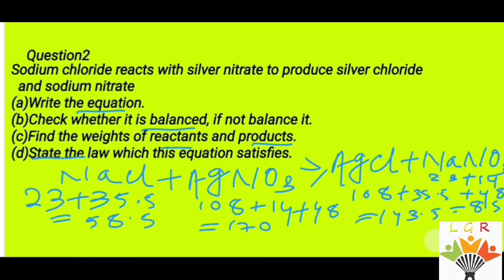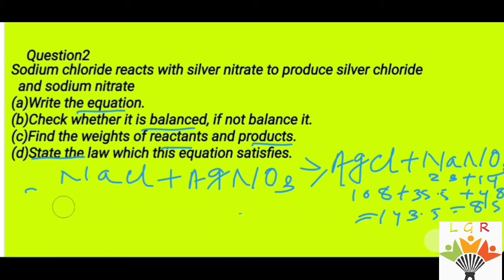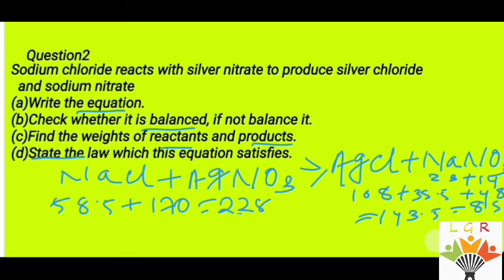the total weight of your LHS, that is, let me write it. Total weight of LHS is 58.5 plus 170. You will get the value 228.5. That is the total weight of the LHS.